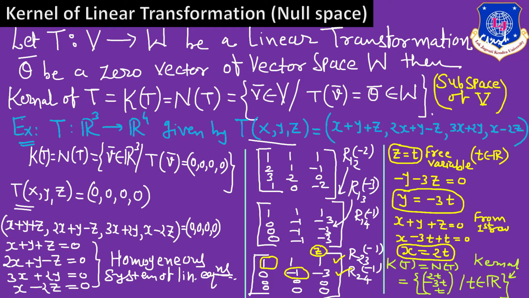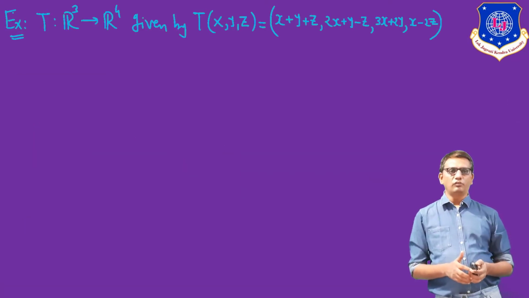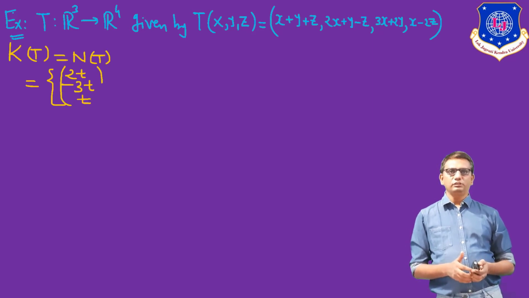So here our solution is in one parameter. So it is a line in R cube, and all the points on this line have an answer 0, 0, 0, 0 in R4. You can verify by putting the different values of t. So here let us see another example.